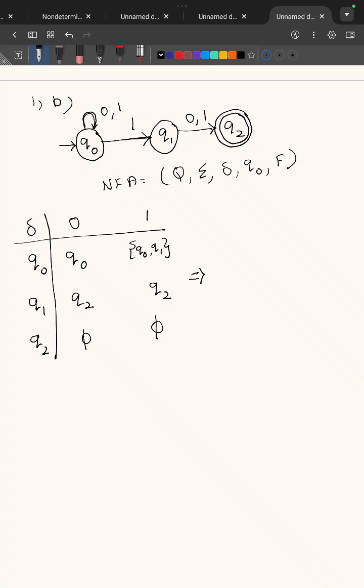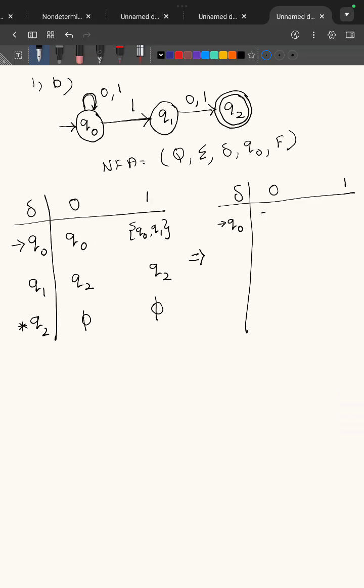The initial state is this one, and this is the final state. The initial state we write as it is, because according to the conversion the initial state will be the same. So it is Q0 only. Q0 on 0 is going to Q0 only. Q0 on 1 is going to Q0 Q1, so we will represent it like this. This Q0 Q1 is a new state that has been formed. Now we have to find the transition for this Q0 Q1.